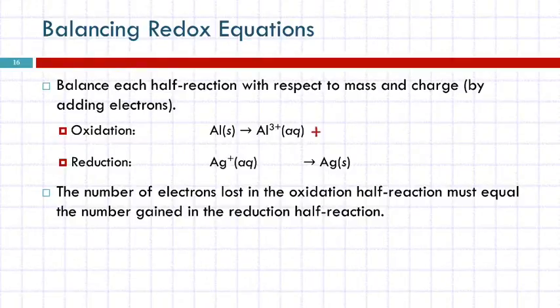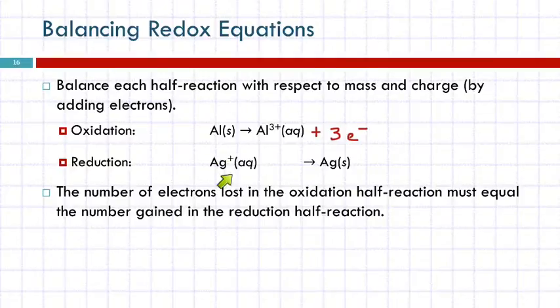So to get these to be equal, I need to add 3 electrons to this side. The electrons have negative charges. So adding 3 electrons with this +3 charge gives me a total of 0 on that side, which is equal to the total of 0 on the other side. It's not always going to be 0 on each side, but it needs to be the same.